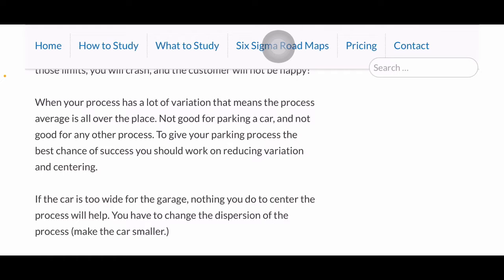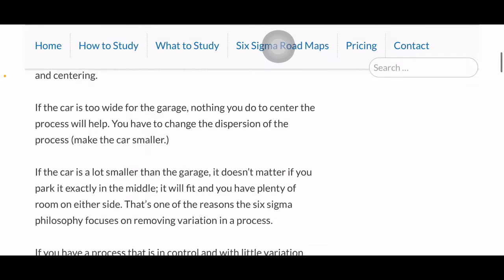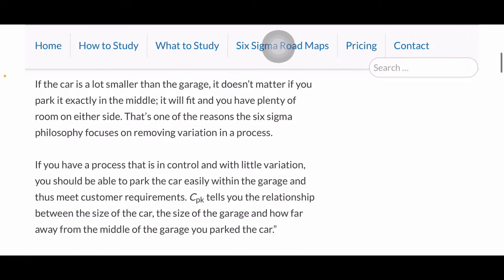If the car is too wide for the garage, nothing you do to center the process will help. You have to change the dispersion of the process. Make the car smaller, or you could make the area larger. If the car is a lot smaller than the garage, it doesn't matter if you park it exactly in the middle. It'll fit and you'll have plenty of room on either side. That's one of the reasons the Six Sigma philosophy focuses on removing variation in a process. If you have a process that is in control and with little variation, you should be able to park the car easily within the garage and thus meet customer requirements.